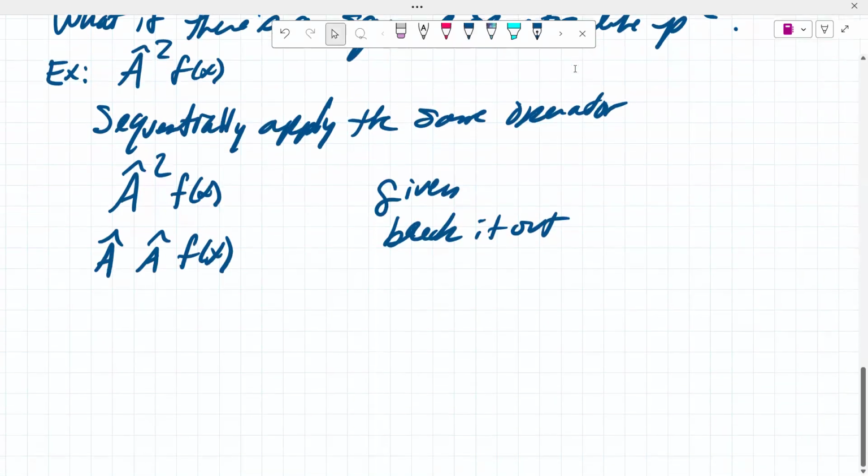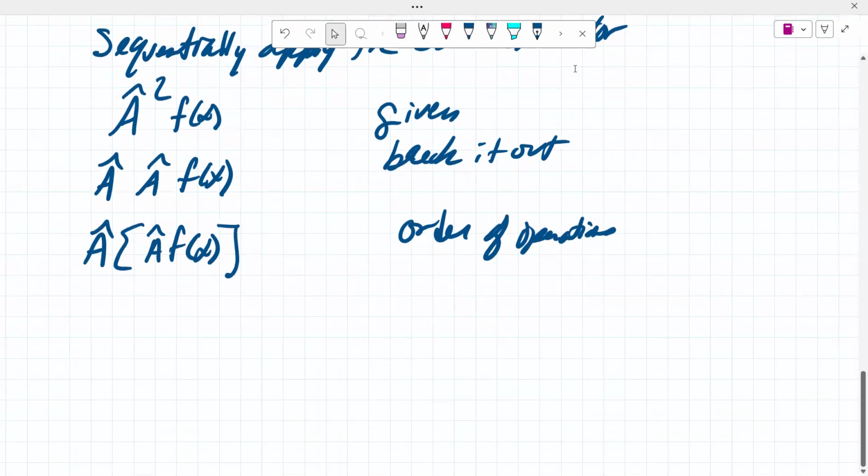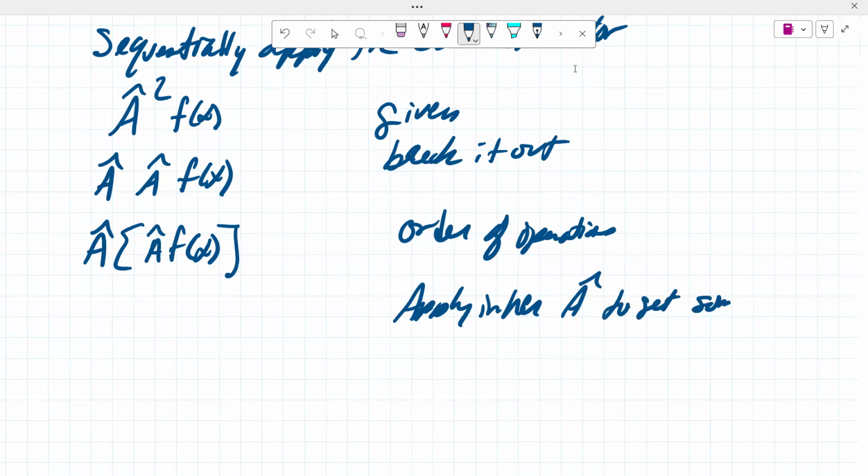So what we're going to do now is show the order. Just like doing it sequentially, you're just going to do it in order. So first you take the first operator and you operate on f of x, and then you're going to apply the second one. All right. So A hat f of x is going to create some g of x. So apply the inner A hat to get some g of x. When the inner A hat operates on f of x, it's going to give g of x, right?